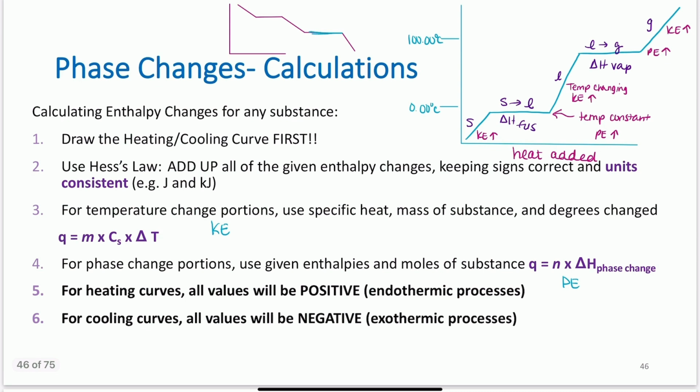We see our potential energy during our phase changes. And it's not as pronounced because I had to draw it smaller, but our kinetic energy changes here as it cools. This is endothermic, so all values positive. This is exothermic, so all values will be negative.